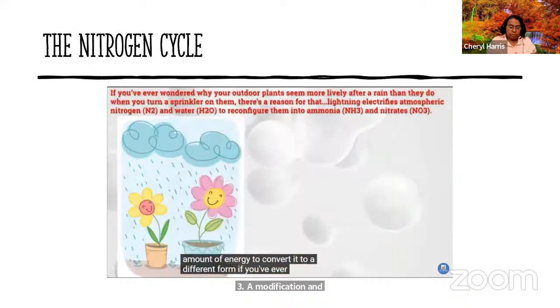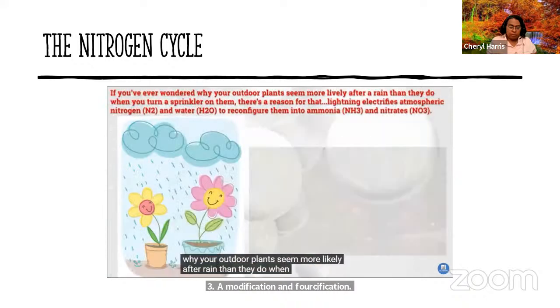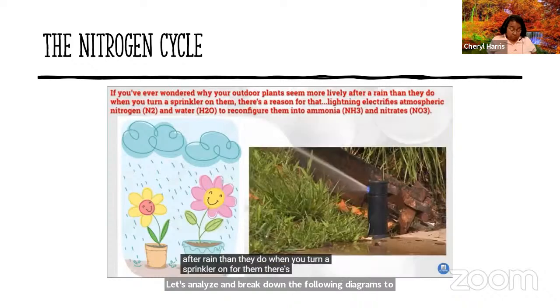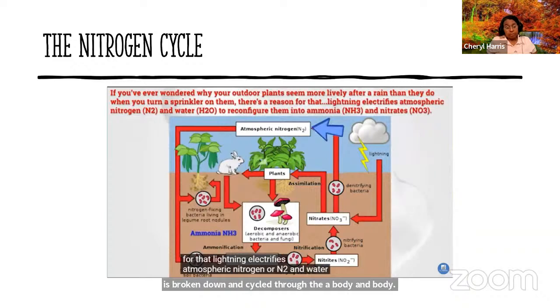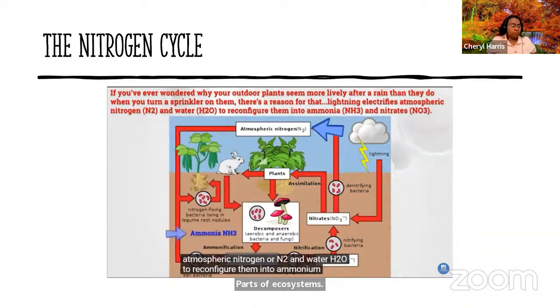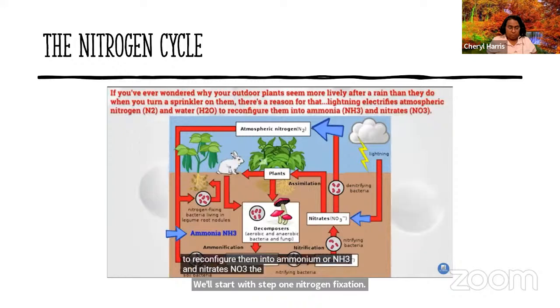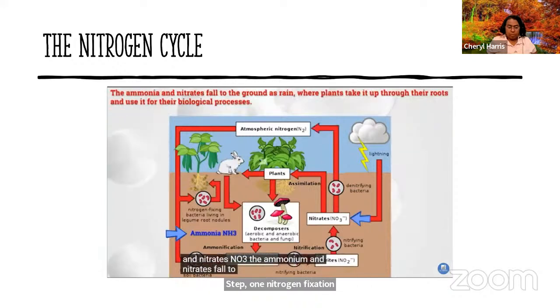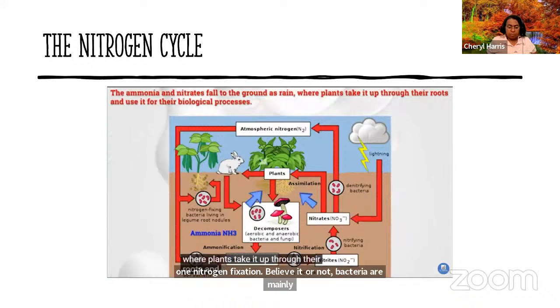If you've ever wondered why your outdoor plants seem more lively after rain than they do when you turn a sprinkler on for them, there's a reason for that. Lightning electrifies atmospheric nitrogen, or N2, and water, H2O, to reconfigure them into ammonium, or NH3, and nitrates, NO3. The ammonium and nitrates fall to the ground as rain, where plants take it up through their roots and use it for their biological processes.